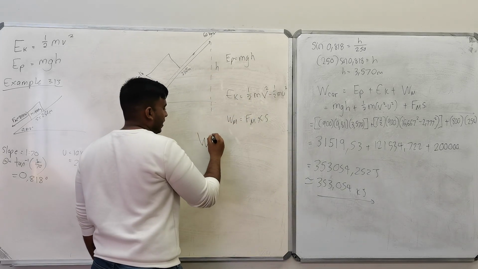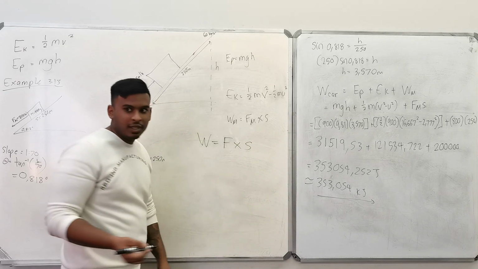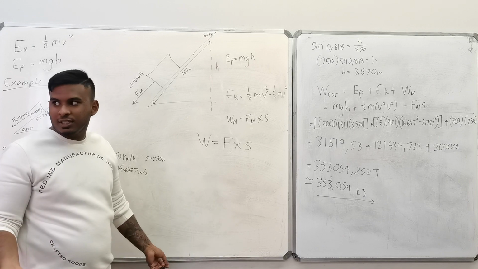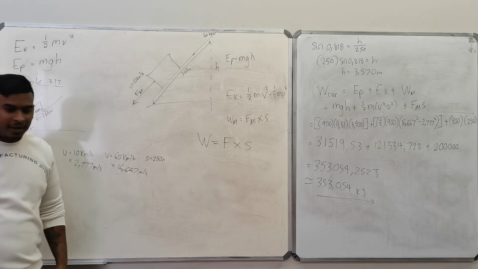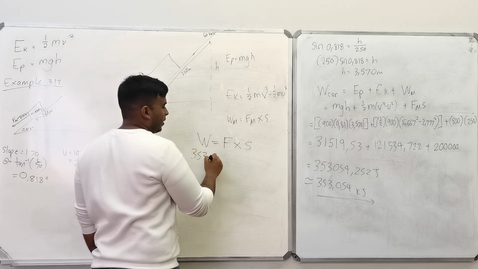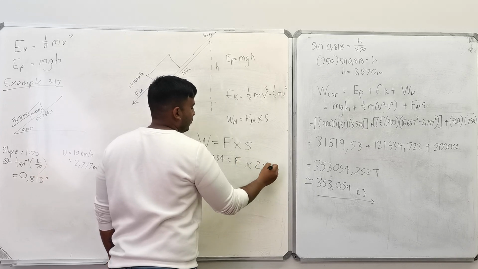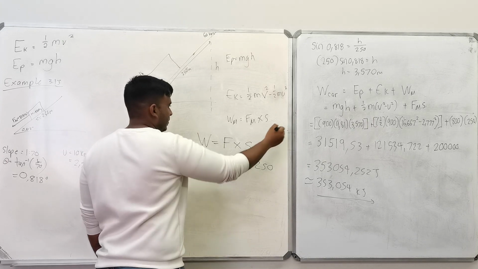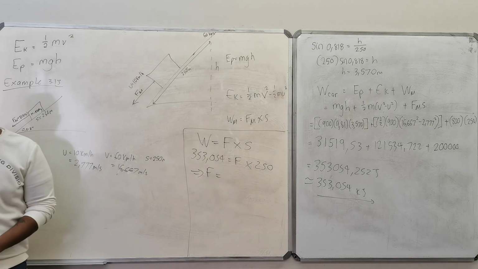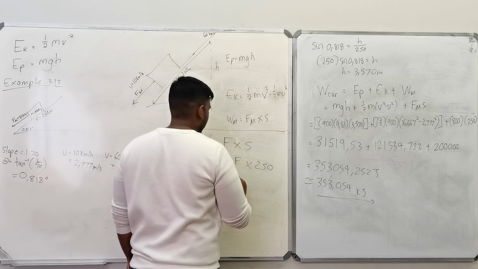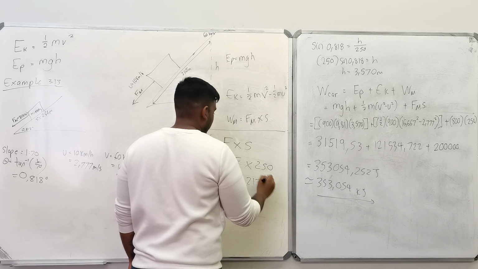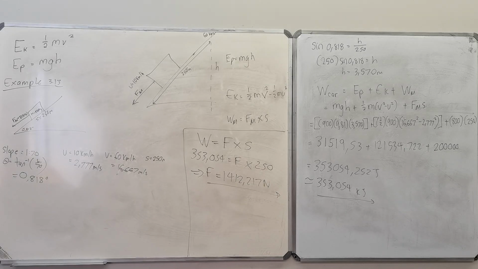So remember, work done is equal to force times displacement. They want to know this force basically, which would be the resistance. But they're asking you to calculate the work done as well as the resistance. So this here, 353.054 kilojoules, is equal to force times 250. Force is equal to 1412 newtons. Remember, when they tell you in a question that the resistance of something is so and so, you'll know it's the force pushing something away. So it's the same thing here.